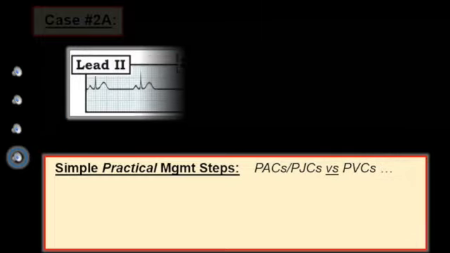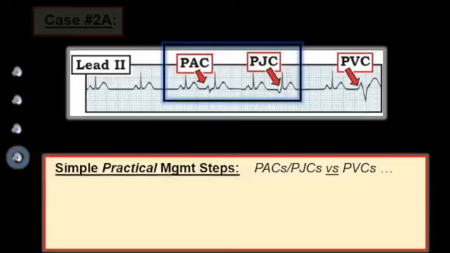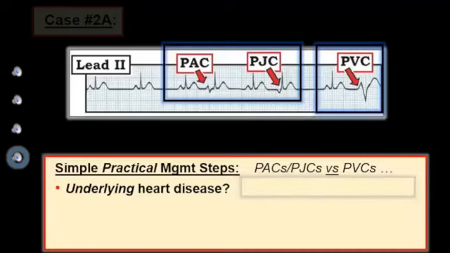PACs and PJCs occur early and most often manifest a normal width QRS that is similar or identical in morphology to normal sinus beats. These beats are often preceded by a premature P wave. In contrast, PVCs are wide and not preceded by any premature P wave. But regardless of whether the patient in front of you is having PACs, PJCs, or PVCs, initial practical management steps are the same. Assess for the likelihood of underlying heart disease.